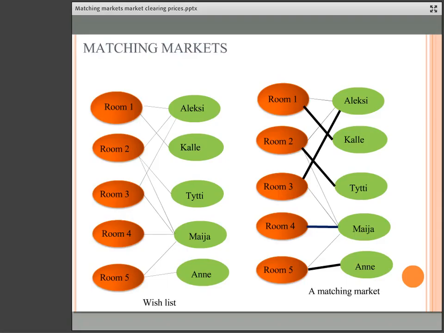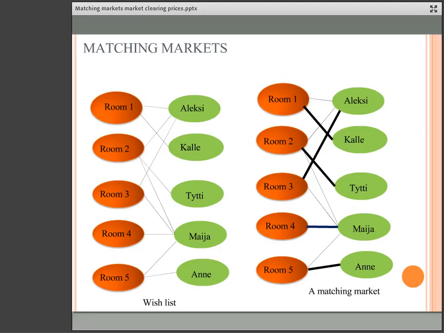matching markets. Imagine there are 5 persons like there are here, and you are traveling somewhere and you have 5 rooms. How do you distribute these rooms among these 5 persons? Well, you ask them where they want to go, and what you get here is a list. Alexei would like to go to room 1, 2 or 3. Kalle would like to go to room 1. Tytti would like to go to room 2. Maya is rather flexible, 2, 3, 4 or 5, they're all okay.